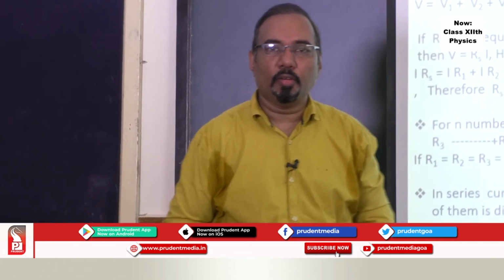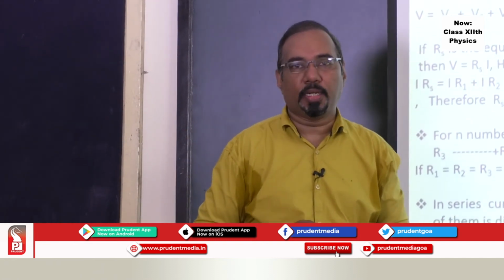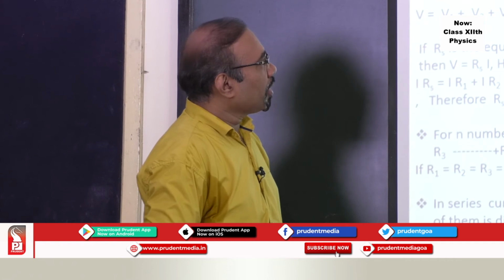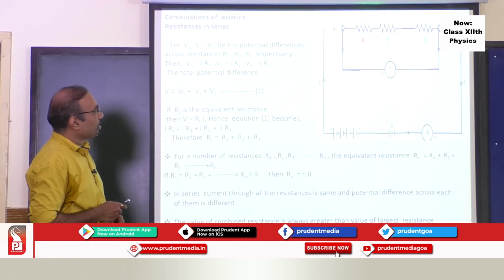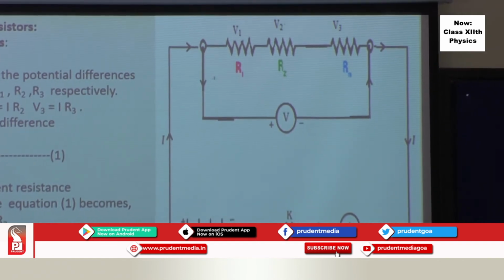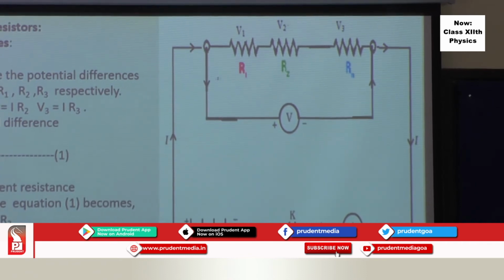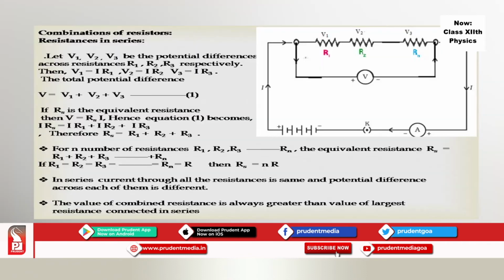Next we'll go through what is called the combination of resistances or combination of resistors. The symbol for resistance is this. If a number of resistances are connected in series, how can one find their combined resistance, their equivalent resistance? We can do that very easily. Suppose three resistances R1, R2, R3 are connected in series, with potential difference V across them with the help of a battery, plug key and ammeter.